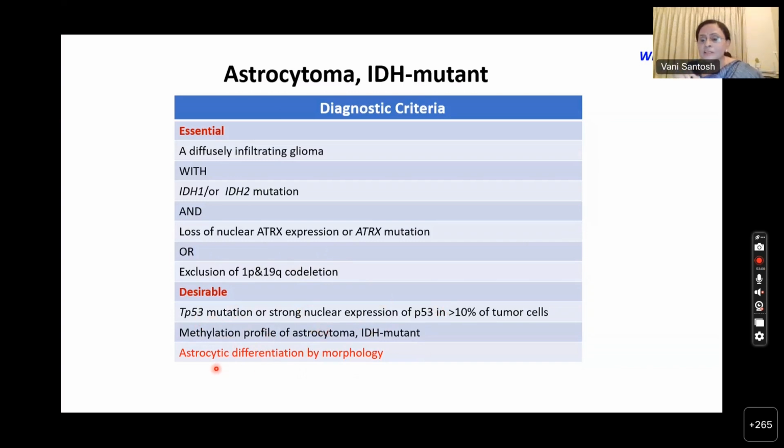And look at this, astrocytic differentiation by morphology is a desirable criteria because some of these IDH mutant astrocytomas may not look like astrocytoma at all. It can look like oligoastrocytoma. Sometimes it can even look like an oligodendroglioma. So that is the reason we say that astrocytic differentiation by morphology is only desirable and it has to be diagnosed on molecular markers, and surrogate IHC markers are more than enough to make a diagnosis of this.